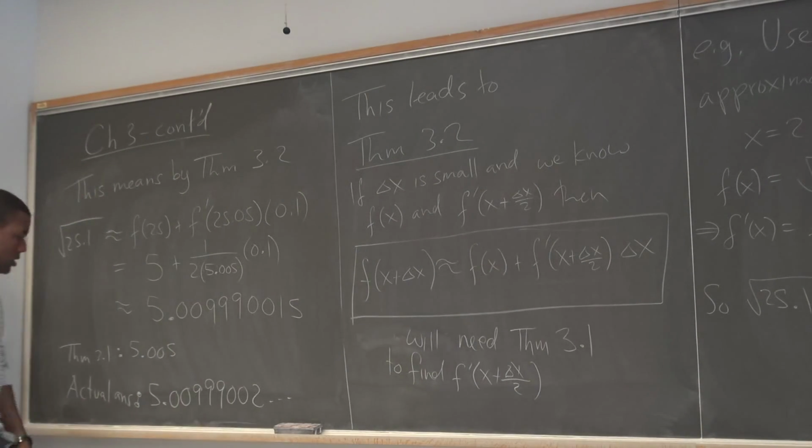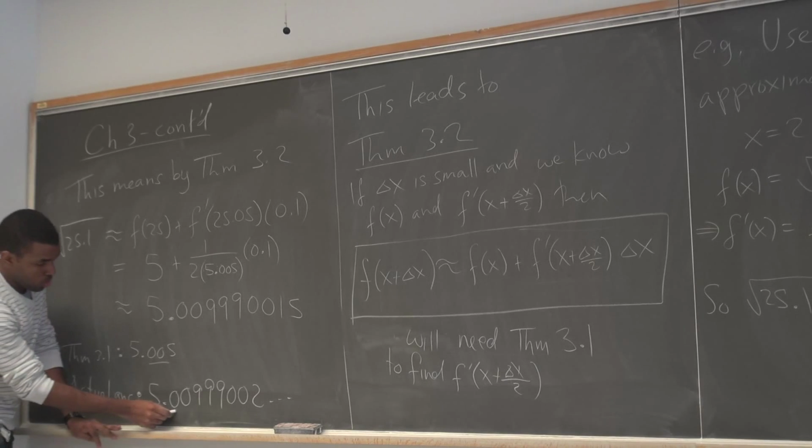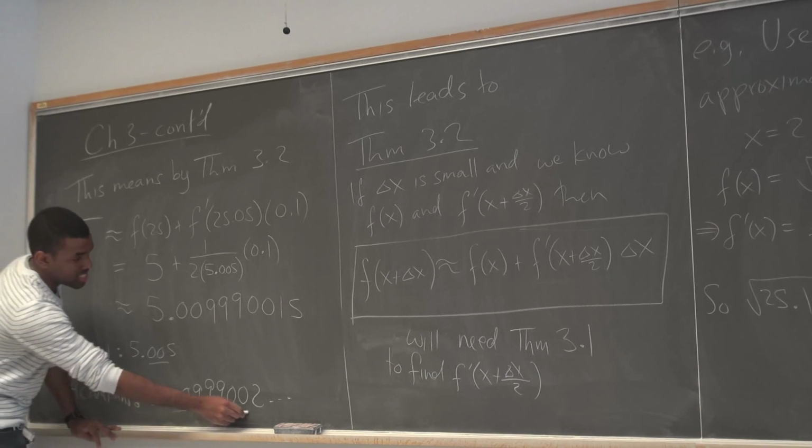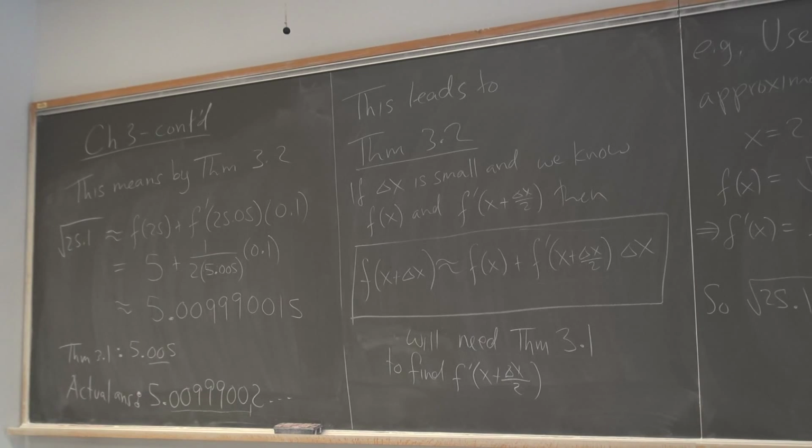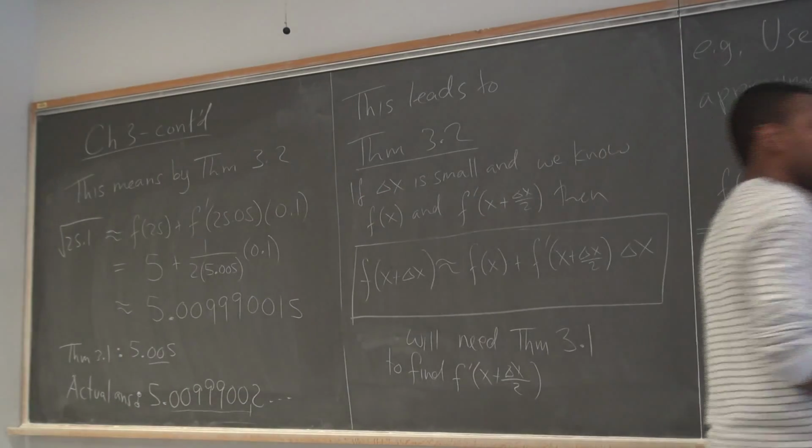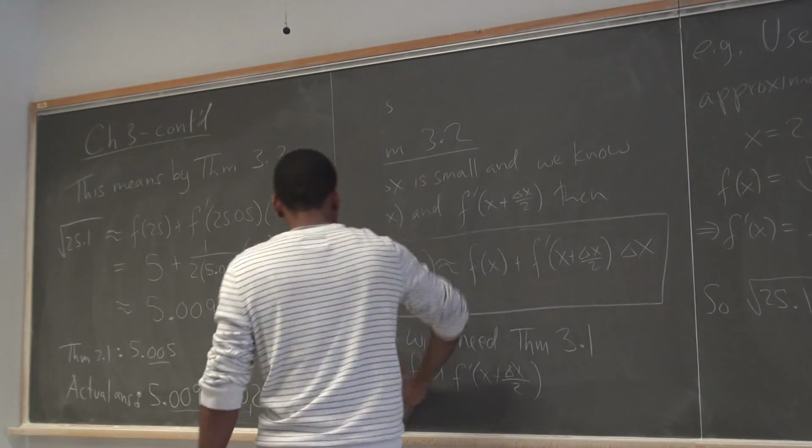So with theorem 3.1, we were correct up to 2 decimal places. Using theorem 3.2, we were correct up to 1, 2, 3, 4, 5, 6, 7 decimal places. We took one step and ended up getting 7 decimal place accuracy instead of 2. So this method really gets the job done a lot better, a lot quicker. Now, how do we put this in a table to take advantage of this machinery?